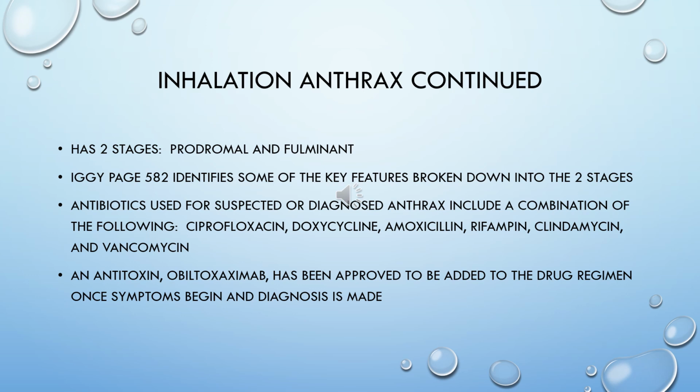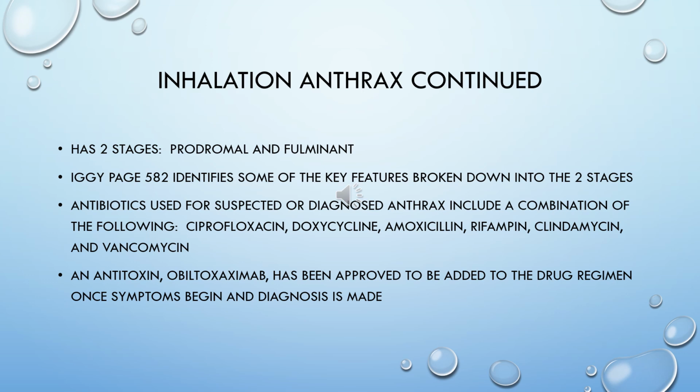And actually, if you look in your book on page 582, it does a really good job with the pathophysiology of explaining how this enters in, forms spores, infects the white blood cells, spreads throughout the body, can even infect the brain, can develop meningitis from this, and eventually develop sepsis. So it does a good job spelling out how that process happens. But it does occur in these two phases, this prodromal phase and the fulminant stage.